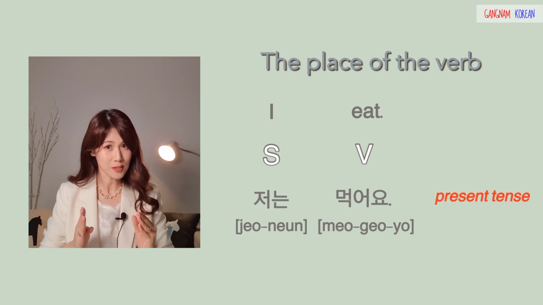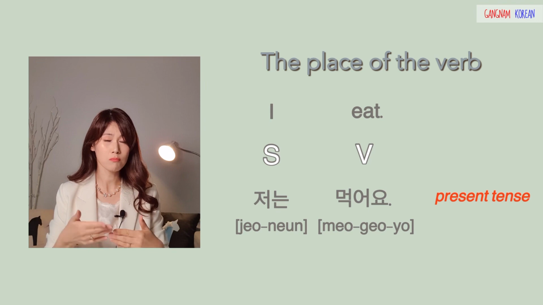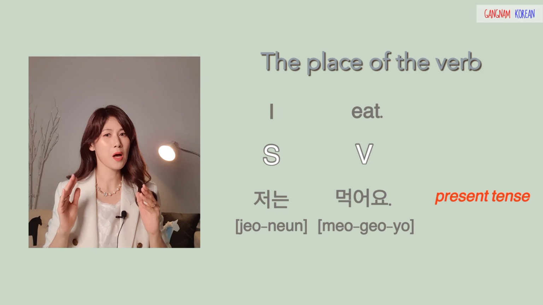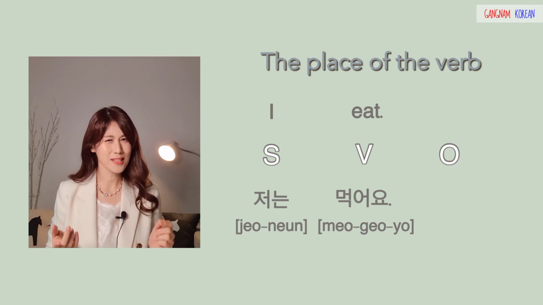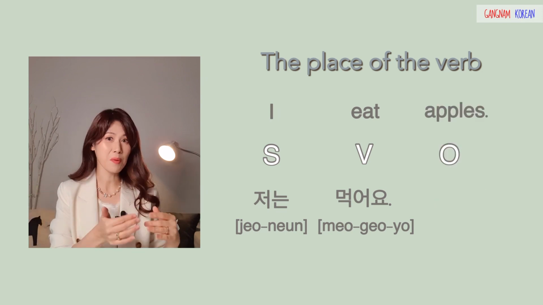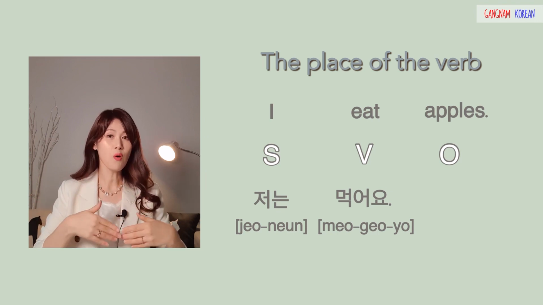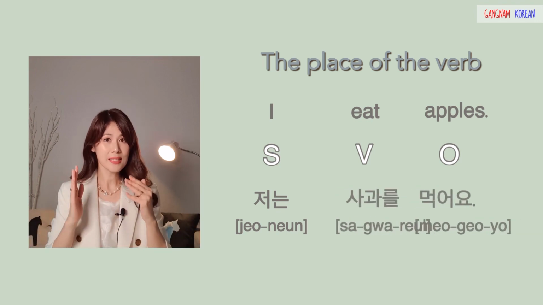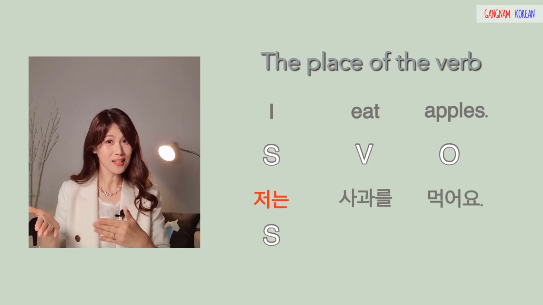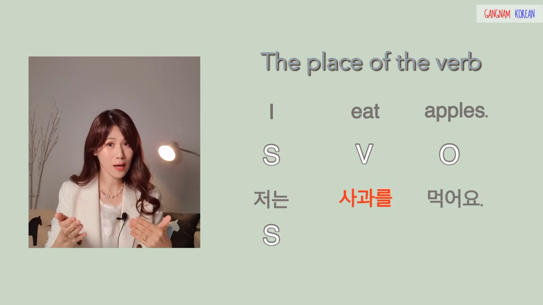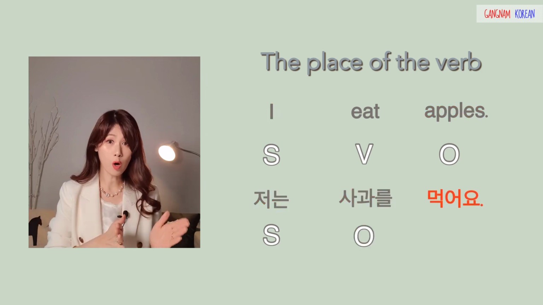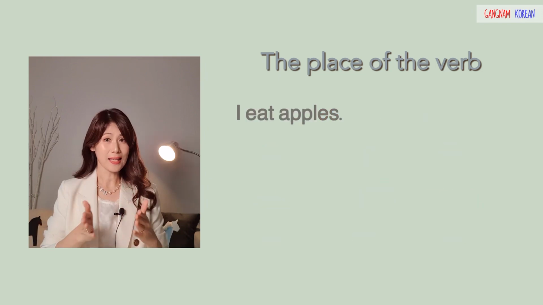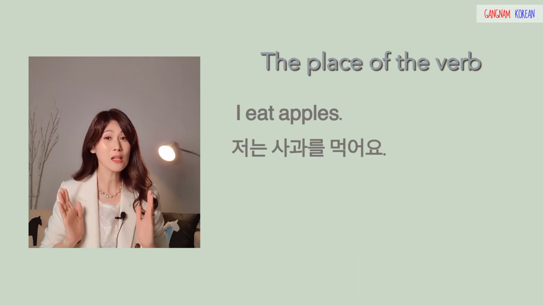So this is a present tense, okay? I eat. 저는 먹어요. Well, in English, it's the subject and the verb. In Korean, it's the subject and the verb. But if there are some other components like the object, for instance, let's put apples here. I eat apples. 저는 먹어요 사과를. We don't talk like this. We say 저는 사과를 먹어요. 저는, the subject, I, 사과를, the object, apples, 먹어요, eat, the verb. So the verb goes at the end. I eat apples in Korean, 저는 사과를 먹어요.